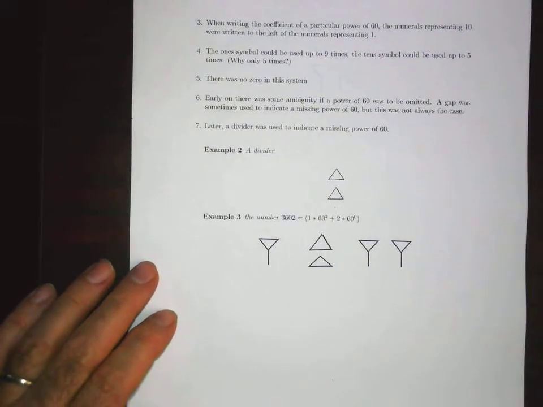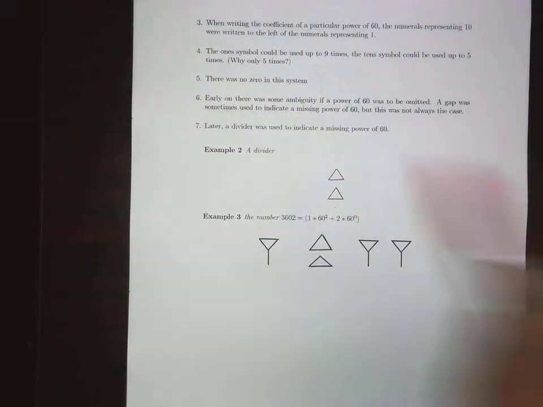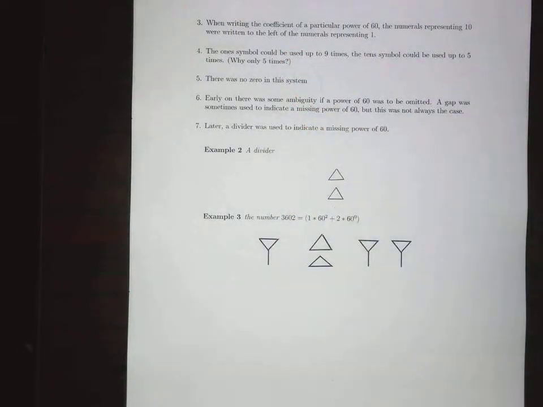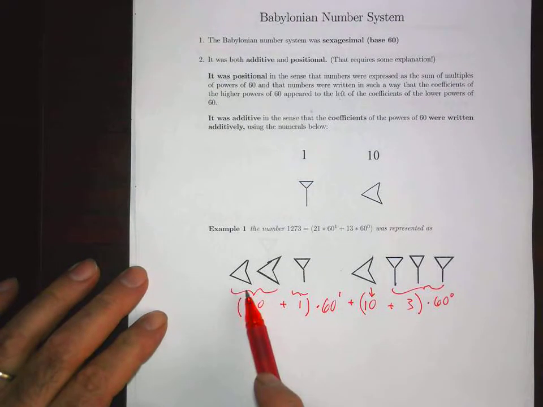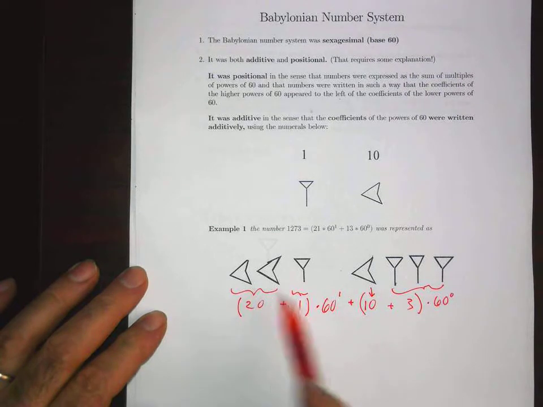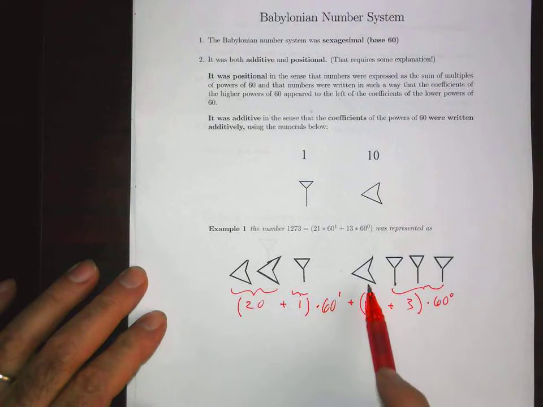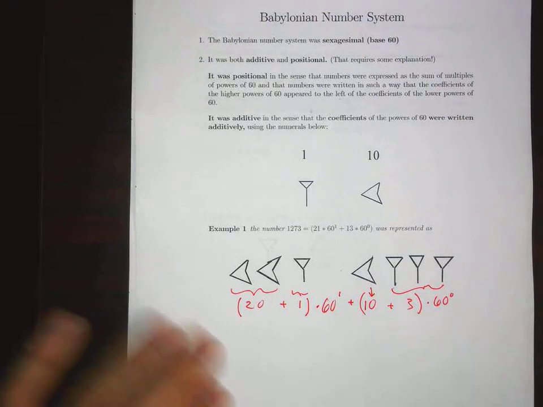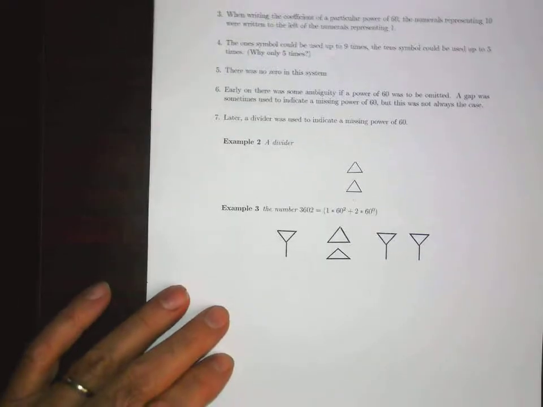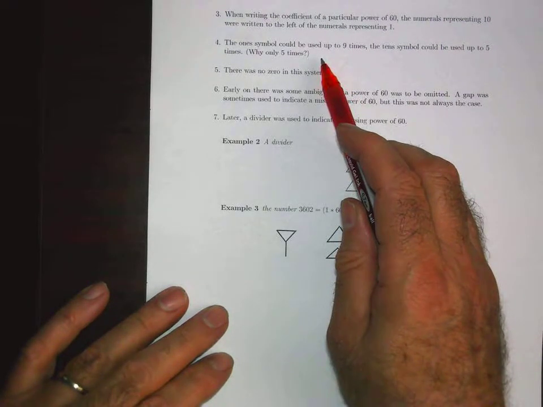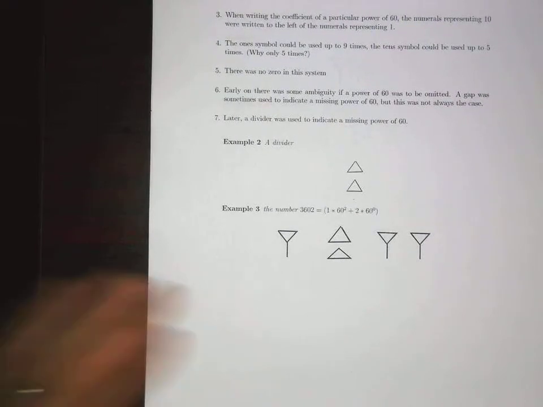Some further observations about the Babylonian number system. When writing the coefficient of a particular power of 60, the numerals representing 10 were written to the left of the numerals representing 1. Well, let's go back to our previous example here just to confirm that. This numeral representing 10 was written to the left of these numerals, each representing 1. Okay, the next point. The 1 symbol could be used up to 9 times.